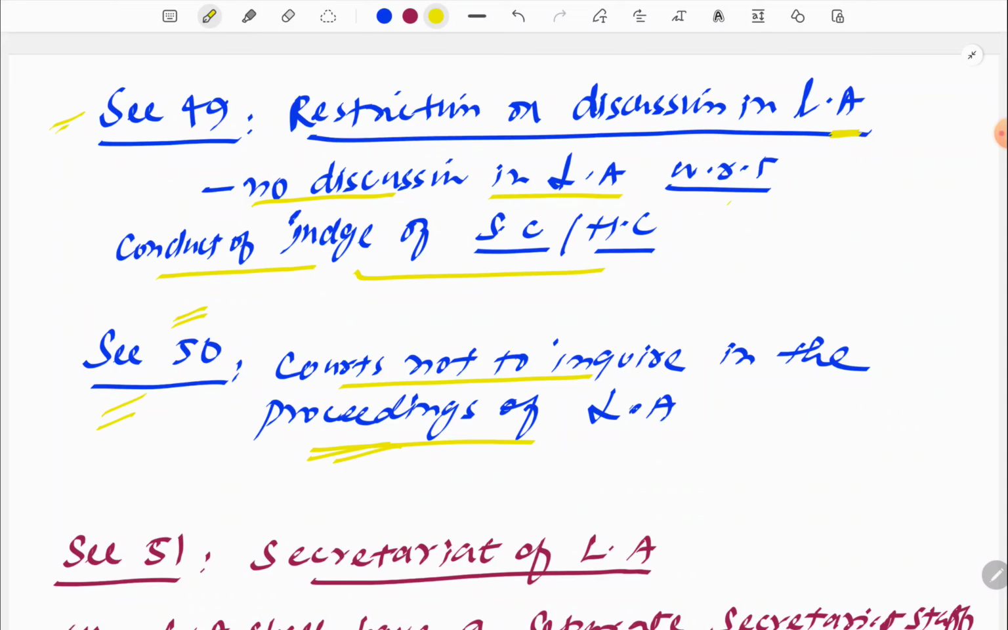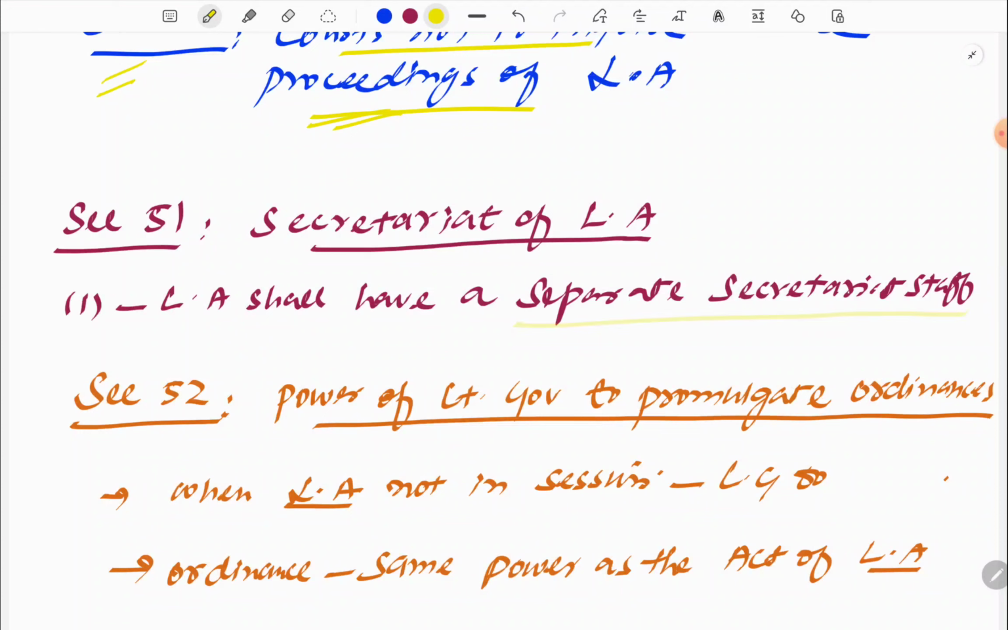Now, moving on, this will be a bit lengthier video, because I'm going to try to finish the whole part three, as it's getting lengthier now. Section 51 says that there has to be a separate secretariat staff, or a secretariat of legislative assembly. Office of secretariat, very important. Section 51, remember that.